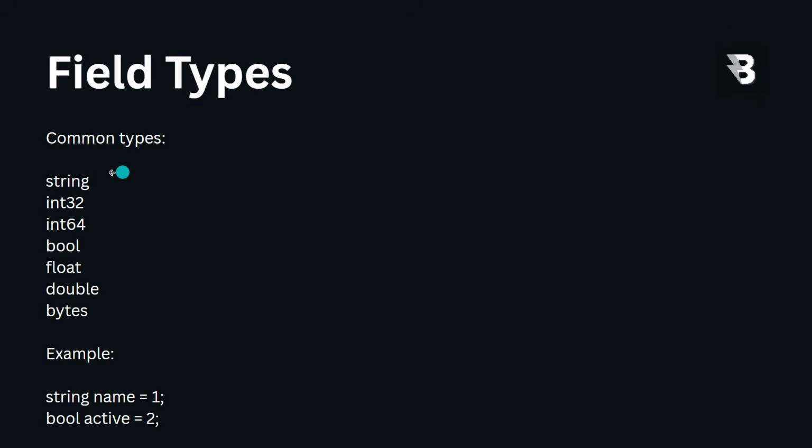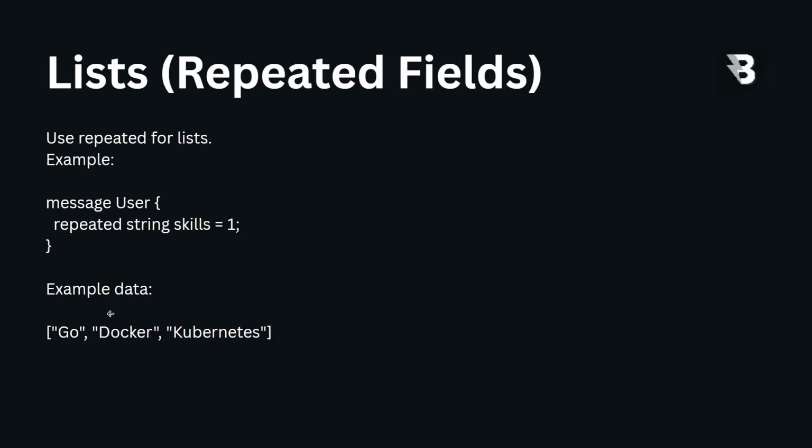Next, what are the field types that we have? The most common types are string, int32, int64, bool, float, double, and bytes. We also have lists, and they are known as repeated. For example, in a message, if we want to declare a list, we say repeated and then the type, so repeated string, and we give that a name, skill, and then a number. The data in this might look like this: we have a list that has Go, Docker, and Kubernetes as strings, like we said here.